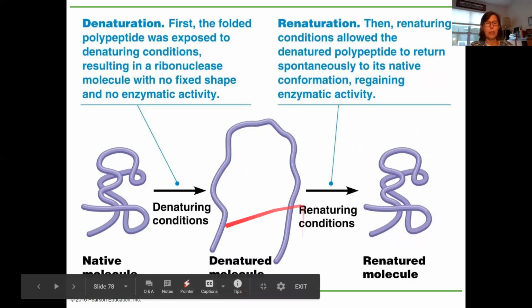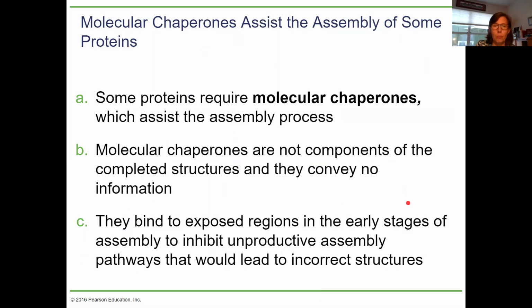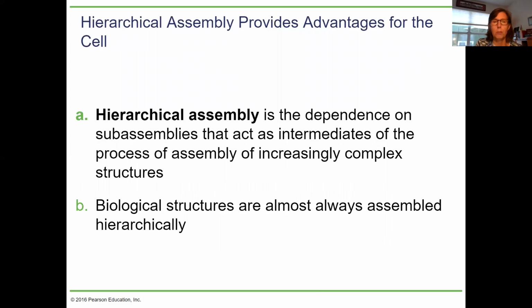This is an example. Here's a native molecule all folded up, presumably functioning properly. And here's a denatured molecule. So maybe it's been heated, loses its structure. In certain conditions, you can change the buffer it's in and it can renature. I discussed a little bit of molecular chaperones. So self-assembly can happen with a macromolecule. It can also happen with certain structures, ribosomes in particular.